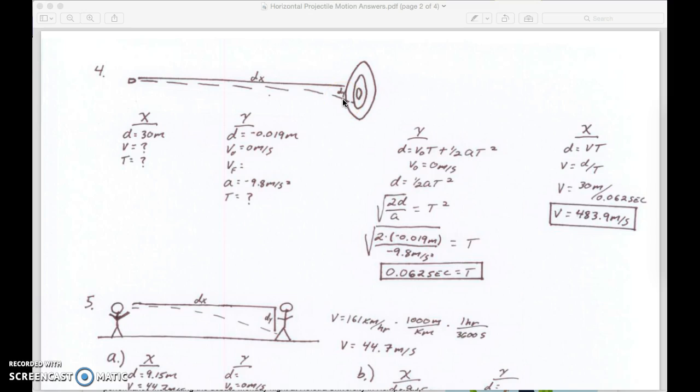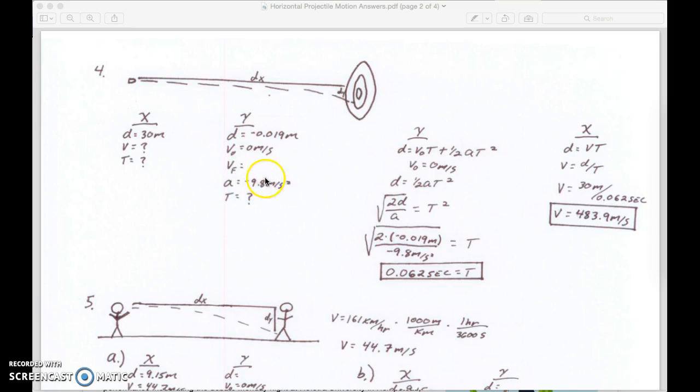What are A, the bullet's time of flight, so we're looking for t, and B, the speed as it emerged from the rifle, which is the velocity in the x direction. So we're looking for v over here, and the time can be found in either the x or the y. So we have to see, where do we have our numbers? We have the displacement in the x, that's 30 meters, how far away the target is. We have the displacement in the y direction, it went downward 0.019 meters, that's why it's negative.